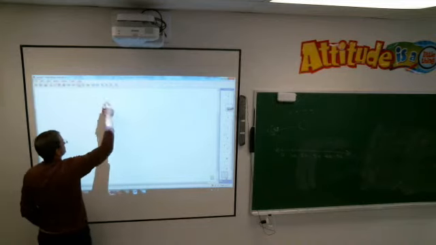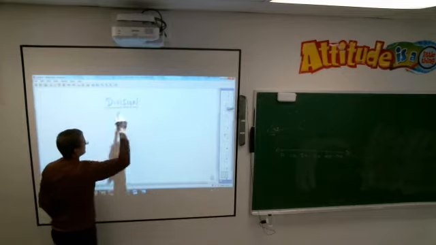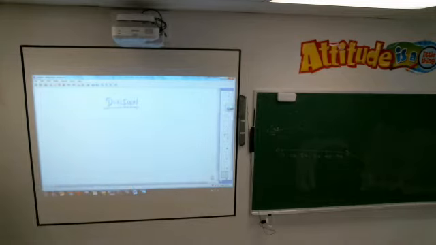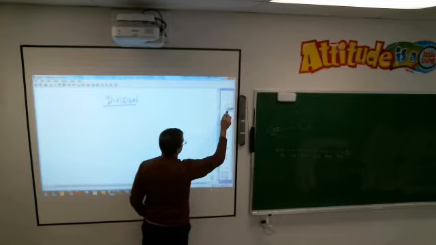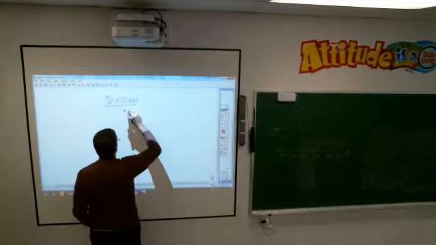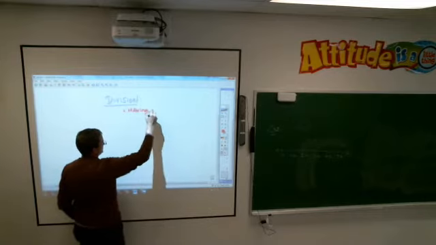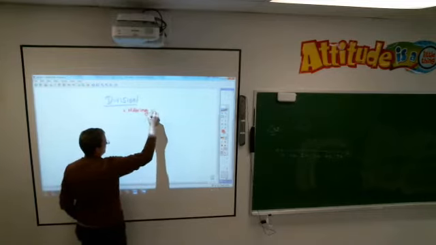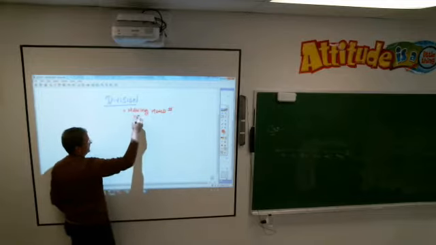Under division. And the little subheading, children, is writing answers as mixed numbers. Maybe you'll remember this. Mixed numbers instead of remainders.